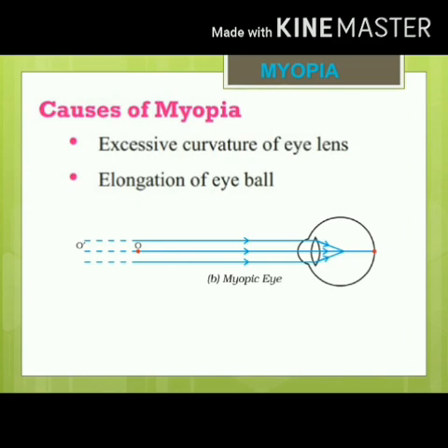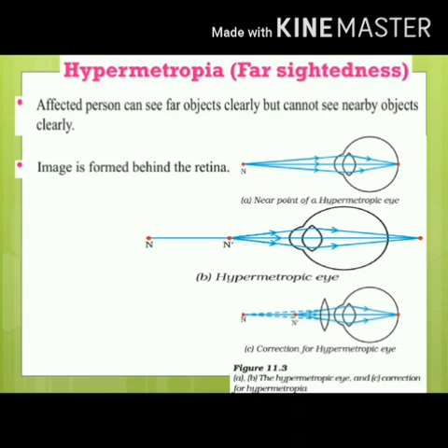So what you have to remember? You have to always remember that the incoming rays for drawing the myopic eye will always be parallel rays from the distant object. Now the next one is hypermetropia, or its other name is farsightedness.